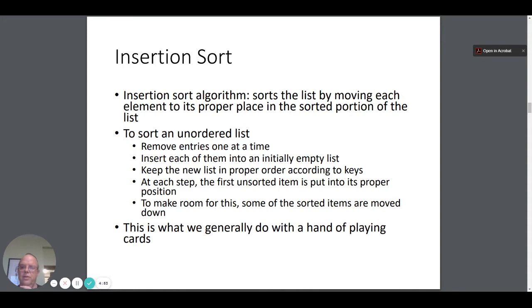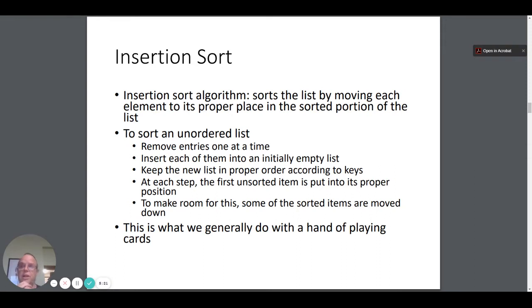So another favorite introductory sort is insertion sort, and this is kind of what you do when you're playing a hand of cards. Basically, to sort the unordered list, you remove all the entries, you insert them, the first one into an initially empty list, and then keep the new list in proper order according to the keys. At each step, the first unsorted item is put in its proper place. Now, to do this, you need to move some of the sorted items down.